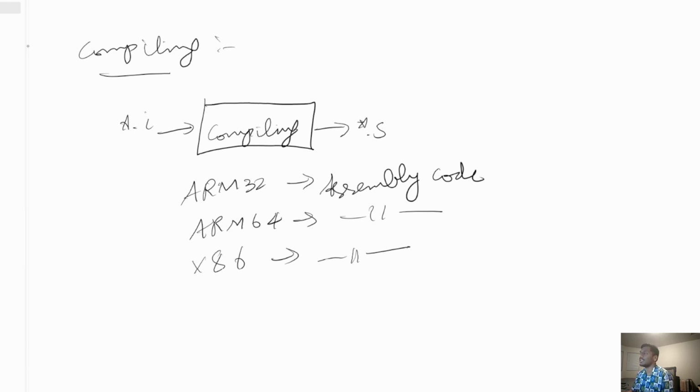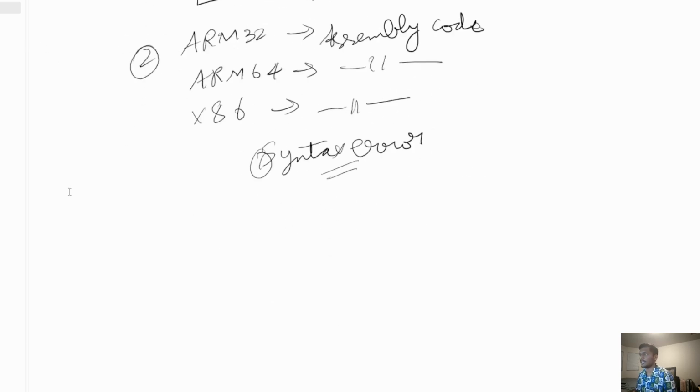Before even generating the assembly code, it does syntax checking. You guys will often see different kinds of syntax errors, right? All of these things are done first, and then generation of assembly code happens second. So this is all about the compiling stage.